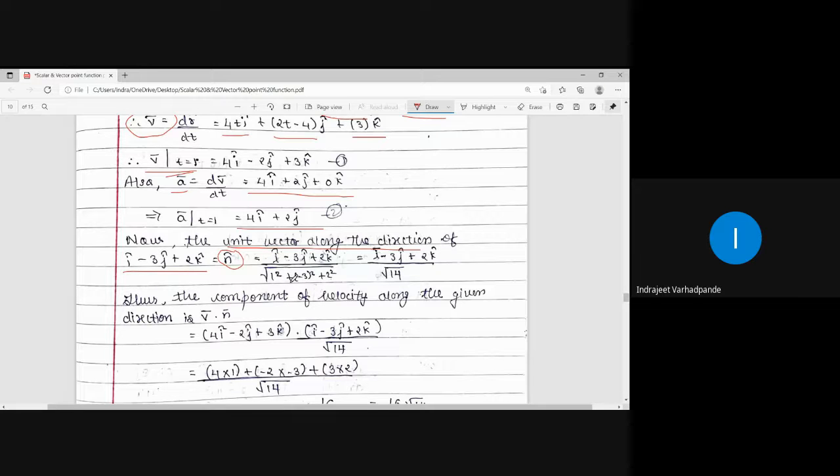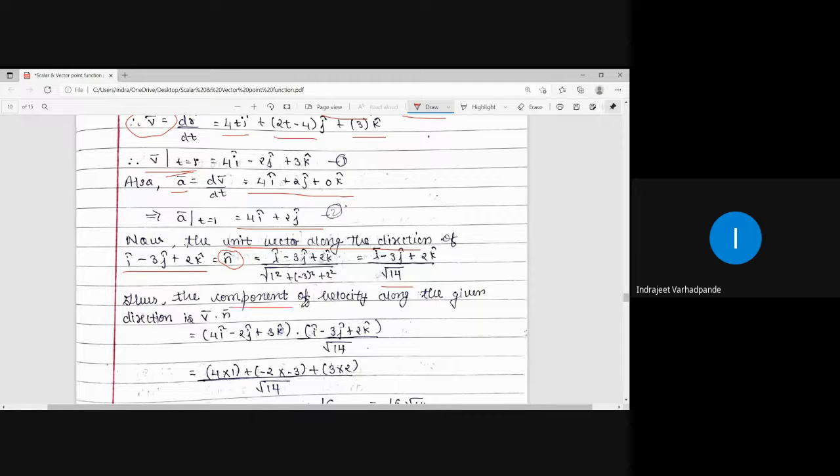Now how to calculate the magnitude of any given vector? Under root of component of x square plus component of y square plus component of z square. So it is i minus 3j plus 2k upon under root of 1 square plus minus 3 square plus 2 square. So that is i minus 3j plus 2k upon under root of 14. That is how we calculate the unit vector along the direction of the given vector.